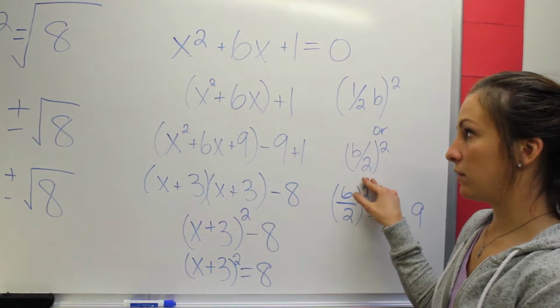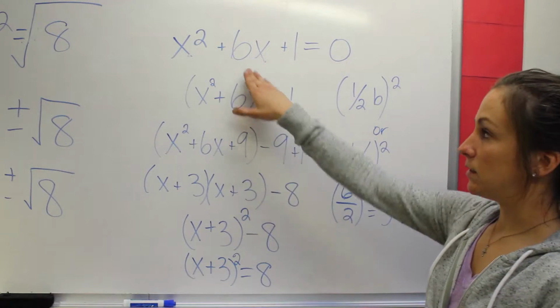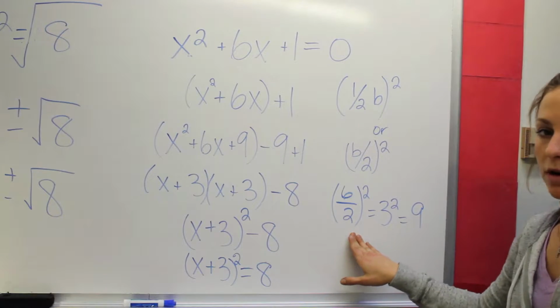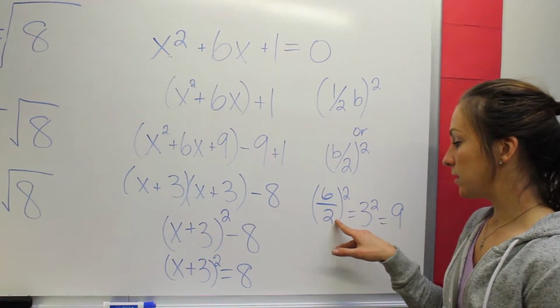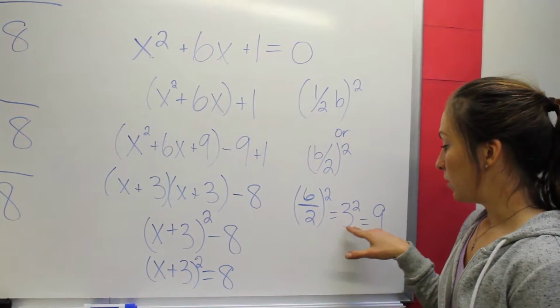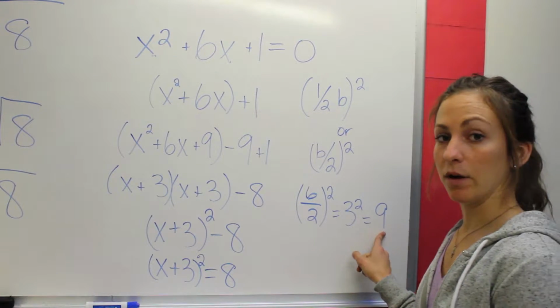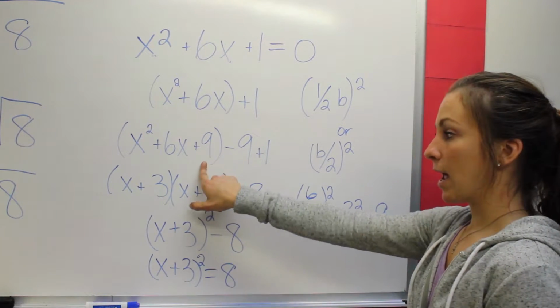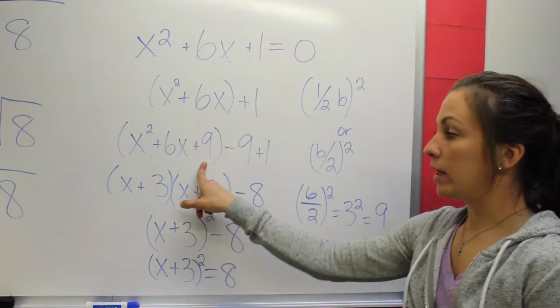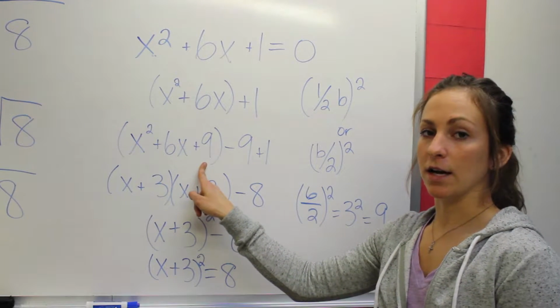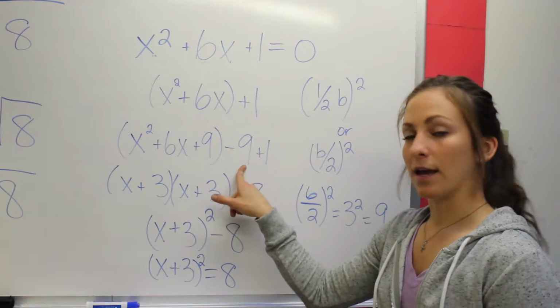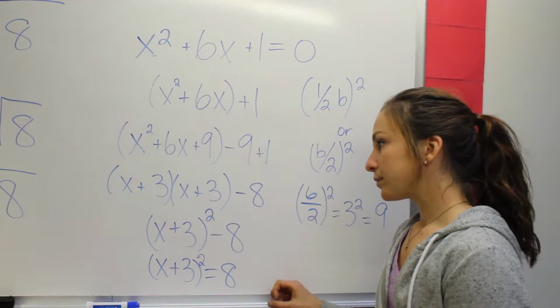Because we know using standard form that our b value is 6, we're going to plug that into our equation. 6 divided by 2 equals 3, which when squared equals 9. 9 is the perfect square that we are going to bring into our equation, like I added it here. We can't just bring a number in without it affecting our answer, so we're also going to bring in a -9 to even things out.